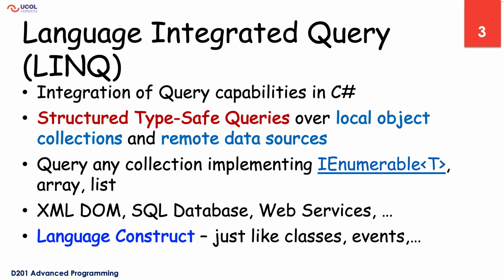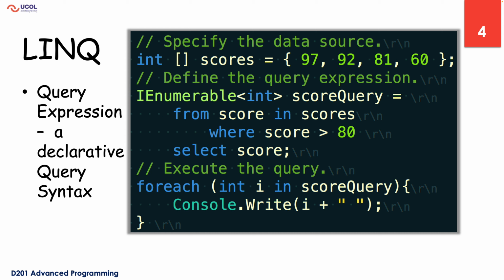XML is a well-structured document, and we can query that particular XML document to find out if some specific tag or some specific content exists in it. LINQ has language constructs just like classes or events, so it will be more like we are writing a program, not writing a query like we normally do in SQL, that is structured query language. So to start, let's look at a very simple example.